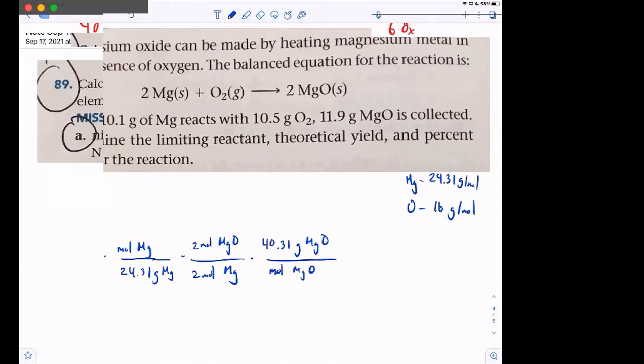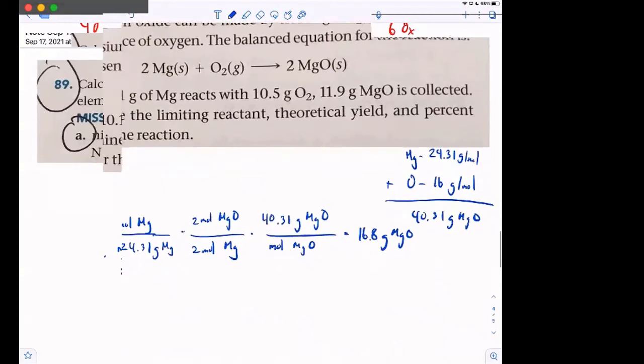So that would be 40.31 grams magnesium oxide per mole magnesium oxide. If you're wondering where that comes from, you just add these together, right? 4 plus 6 is 10, and 10 plus 20 is 30, plus 10 is 40, so then 40.31. To be 40.31 grams magnesium oxide per mole. Okay, but then if I do this and I calculate it out, I get 16.8 grams of magnesium oxide.